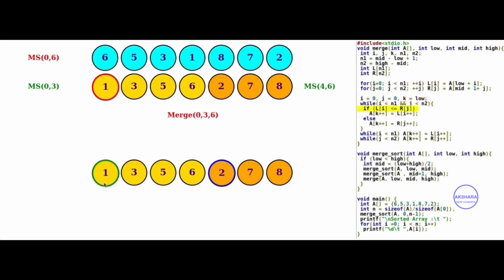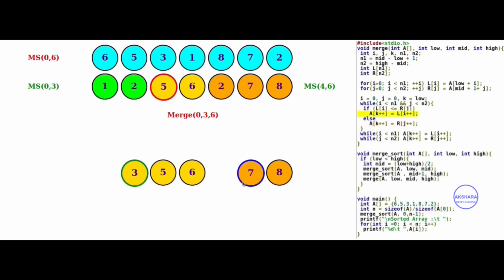Both I less than N1 and J less than N2. L of I is compared with R of J. So this one will be copied into the original array at index K. Both I and K will be incremented. Now I is at index 1 and K is also at index 1. Again L of I is compared with R of J. Now R of J is smaller, so R of J will be copied into original array A at the Kth index. Both J and K will be incremented.